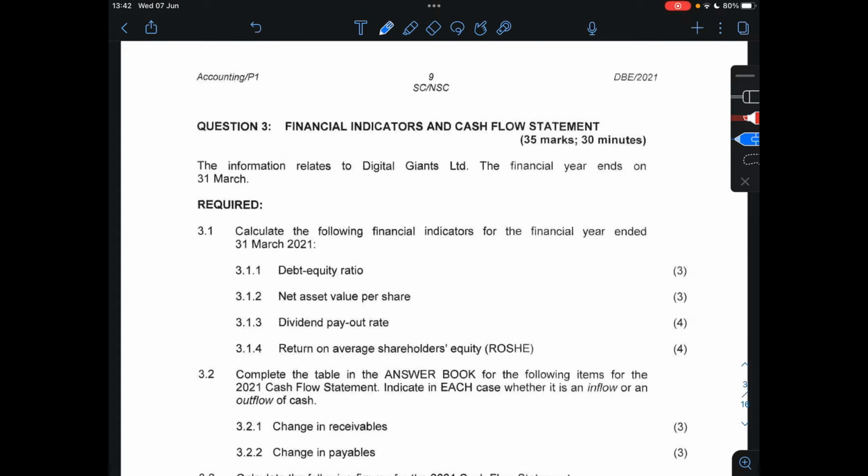In today's video, we'll be looking at question 3 of the DBE 2021 May-June paper, where we'll be looking at your financial indicators and the cash flow statement. To begin with the question, it says the information relates to Digital Giants Ltd. The financial year ends on 31 March. We are required to calculate the following financial indicators for the financial year ended 31 March 2021.